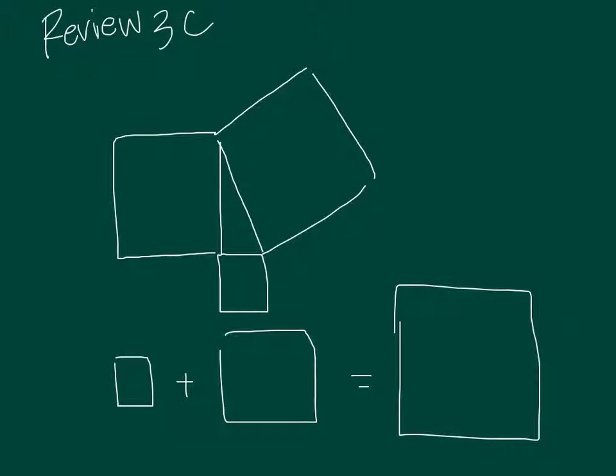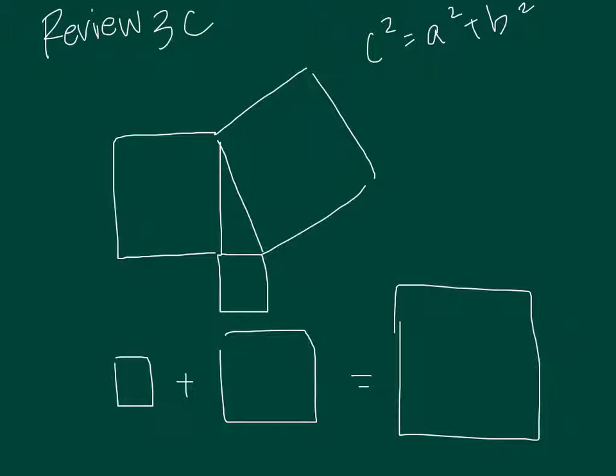This video is to go over Investigation 3C. In Investigation 3C, we studied several dissect and rearrange proofs of the Pythagorean theorem and applied the Pythagorean theorem to different things. So as you know, the Pythagorean theorem is c squared equals a squared plus b squared, and we have learned many different proofs to show that.